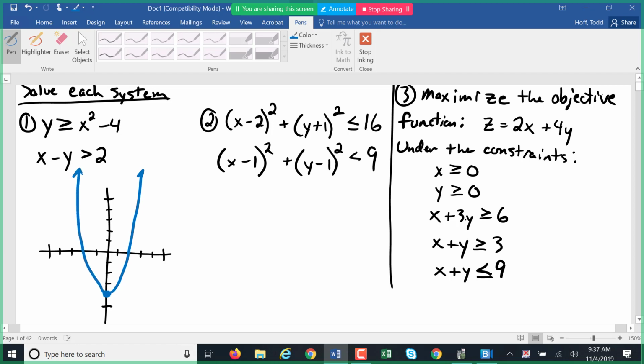Now it is greater than or equal to, so it is going to be a solid curve. We don't have to do a dashed curve for it. But we do need to figure out where it is shaded. So I'm going to use the origin as clearly inside the parabola. Let's use that as our test point. Is 0 greater than or equal to 0 squared minus 4? Well, 0 squared minus 4 is negative 4. 0 is greater than or equal to negative 4, so that point is true. Since it's on the inside, we shade the inside.